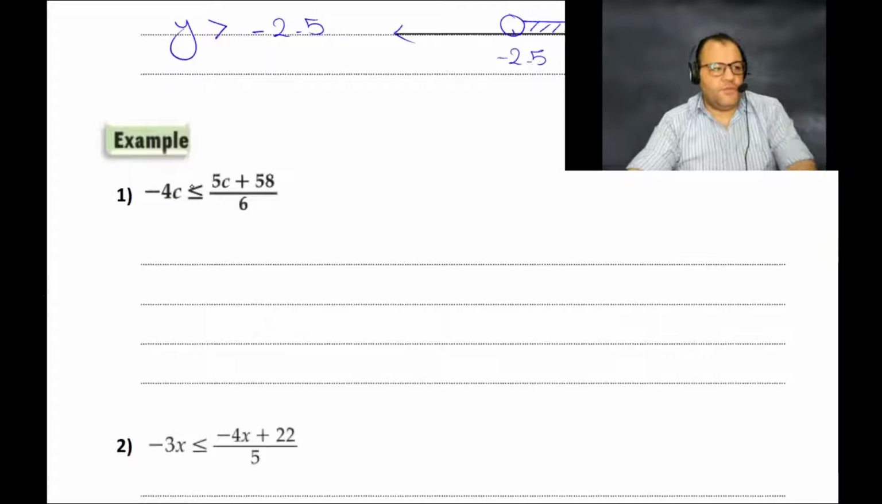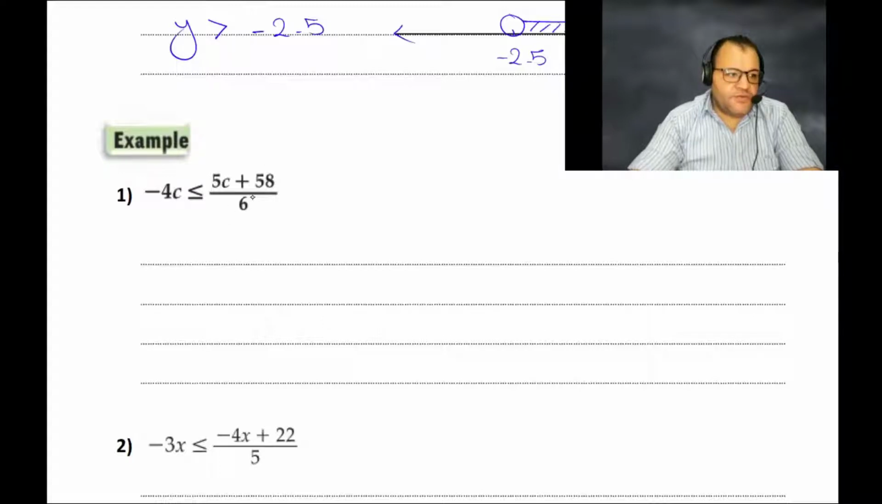So how can we solve number 1 here? First, multiply everything by 6. At the first, we have 6 at the denominator, so we need to remove the 6 by multiplying by 6 on the other side too.